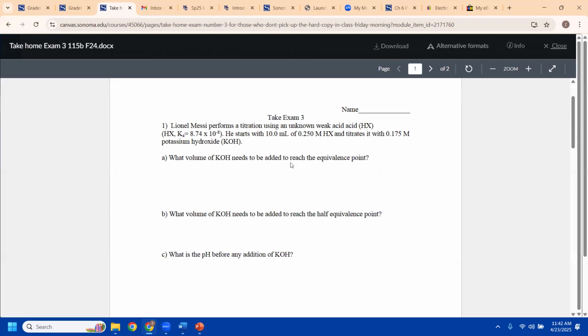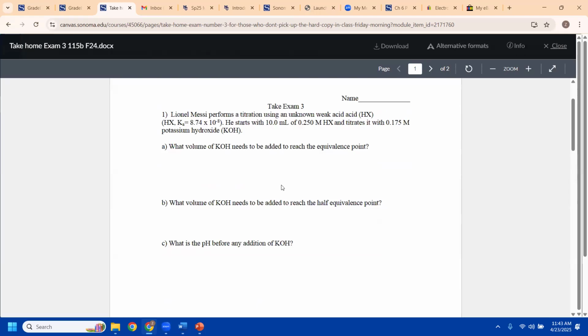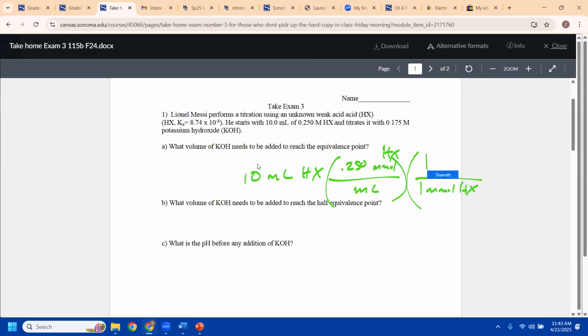So what volume of KOH needs to be added to reach the equivalence point? Everybody know how to do that? I'll tell you how to do this one, because if you don't do this one, it's going to suck. You do 10 mL of HX, and we multiply it by the molarity of 0.250 millimoles per milliliter. 1 millimole of HX neutralizes 1 millimole of OH minus. That's assuming it's 1-to-1 stoichiometry.